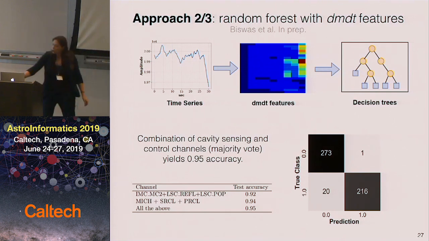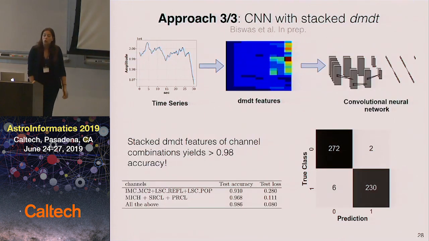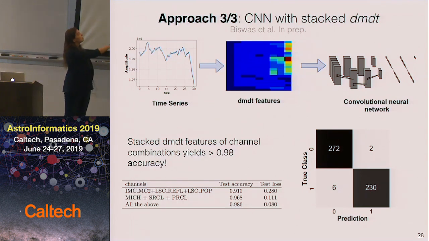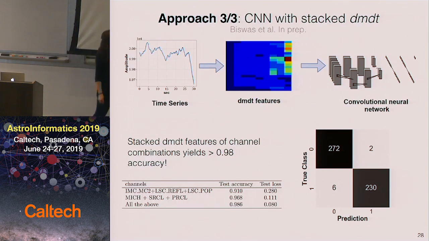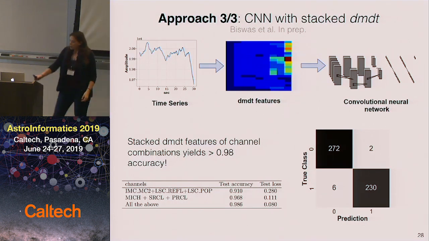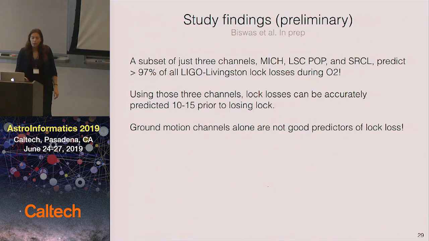And then finally, we also tried a convolutional neural net, again with DMT, this time stacked for different combinations of channels. And if we included all of the channels that we looked at, on the order of 15 or so, we were able to achieve over 98% accuracy. So this has been very promising. Just a subset of channels we found accurately predict over 97% of all lock losses.